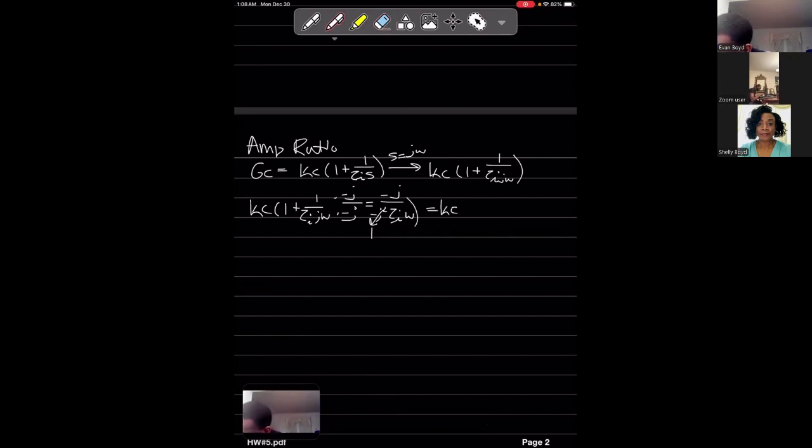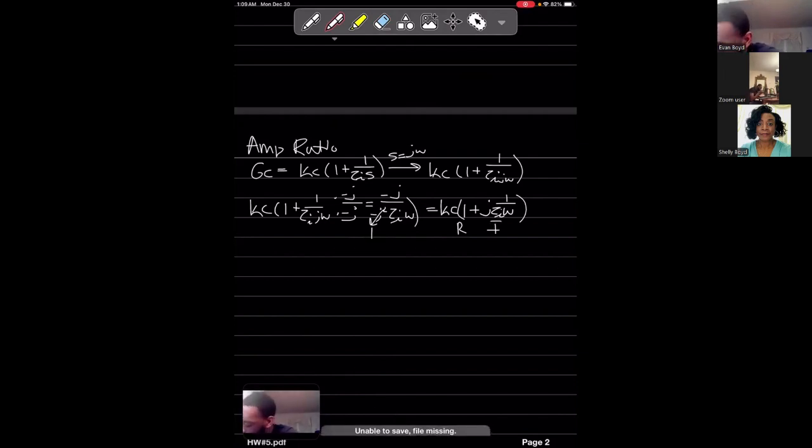So what we will end up with is KC of one plus j of one over tau I omega. Oh my gosh, omega looks nasty. Again, sorry for the atrocious handwriting on the iPad. But from this we can get our real and imaginary terms. So the one would be our real term, and then j of one over tau I omega would be our imaginary term.